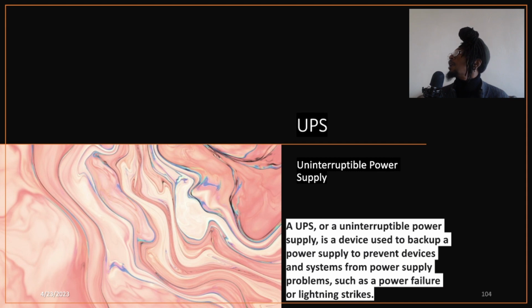UPS, Uninterruptible Power Supply. A UPS, or uninterruptible power supply, is a device used to back up a power supply to prevent devices and systems from power supply problems such as power failure or lightning strikes.